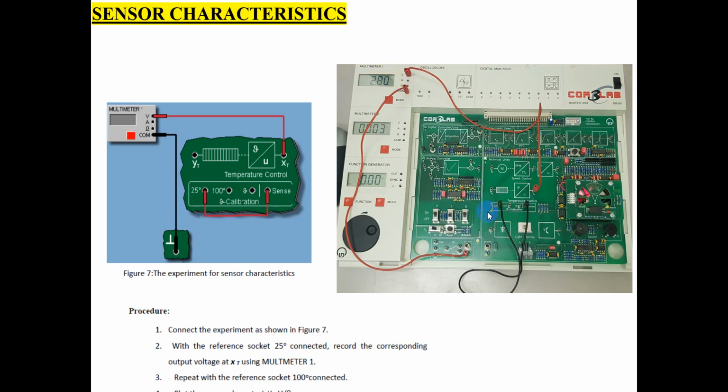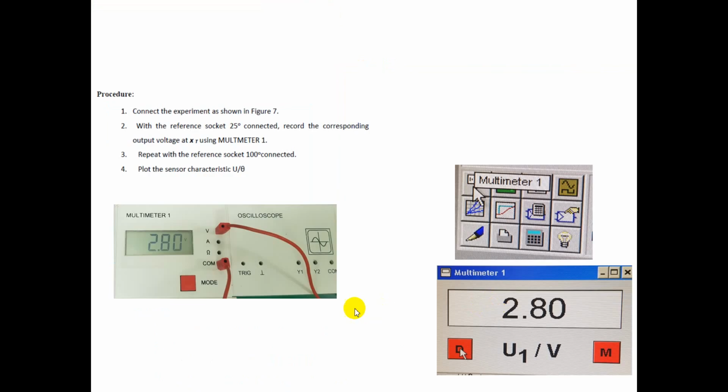So you can see here, when we connect 25 degrees here, the corresponding output voltage is 2.80 here. Okay, so either you can monitor it from here, from the COM3 board, or the second thing is you can basically open the software. Like if you see here, if you press an icon with your mouse on this one, it will show you this is your multimeter one. Just click on it, so a multimeter one will open.